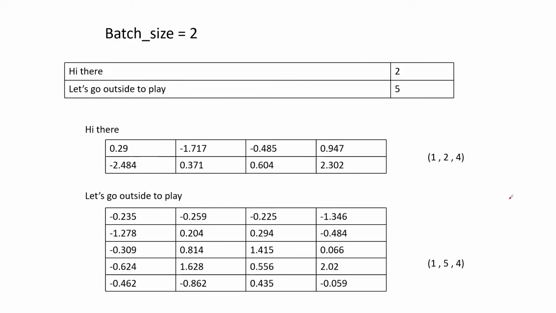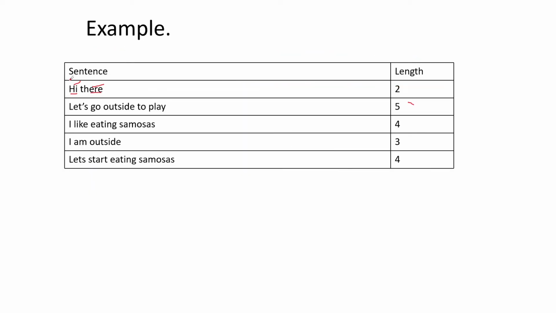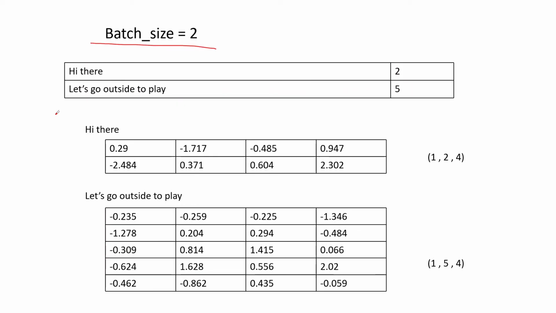Now let's try to have a batch size of 2. Let's say we have 5 sentences, and in the data loader our batch size parameter is equal to 2. So what will happen? If you do sequential sampling, this will be 0, this will be 1, and with batch size equal to 2, these two will come out. Now what is the problem with that? This one has length 2, and this one has length 5.